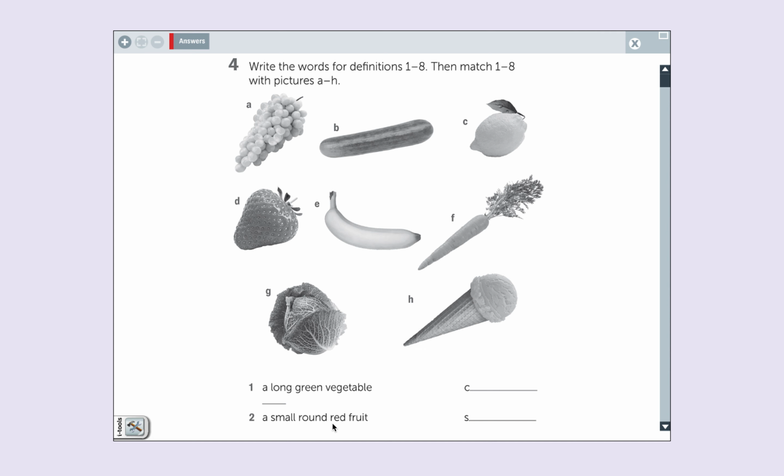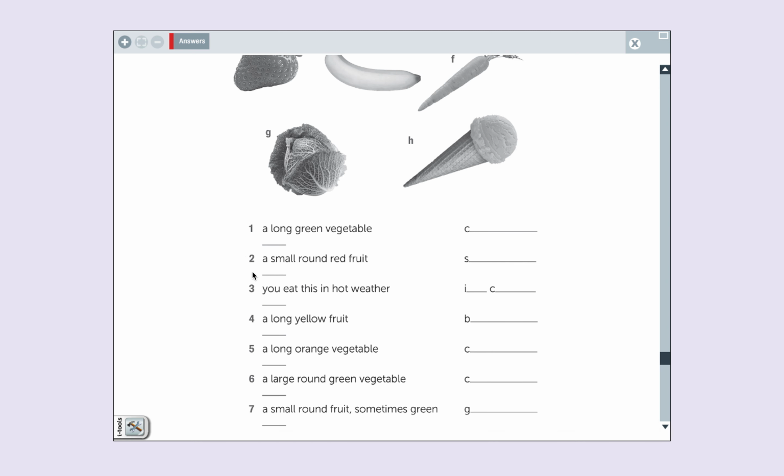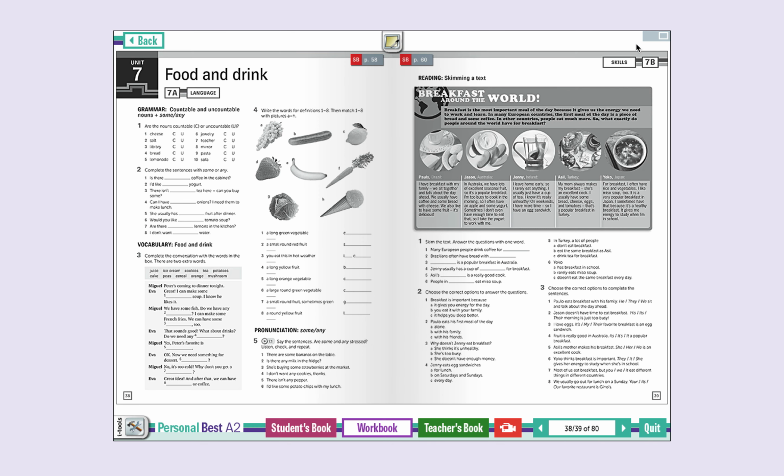A small round red fruit. Dice una pequeña fruta roja. Yeah, it's a strawberry, so you need to write letter D in the second. Okay, ahora, ya que tengas todas las letras, aquí tienes que escribir el nombre de lo que está acá arriba. For example, the first one is cucumber, the second one is strawberry, the third one is ice cream, okay, y terminas. Okay, son actividades muy, muy sencillas.